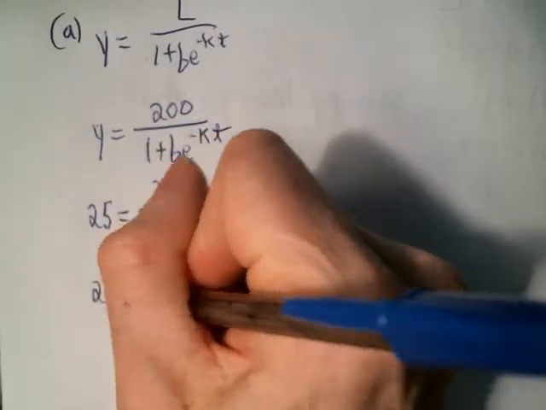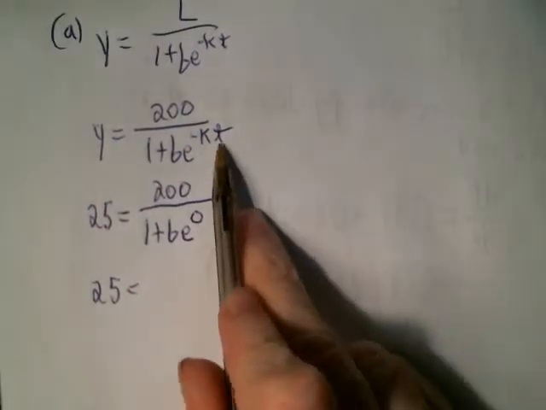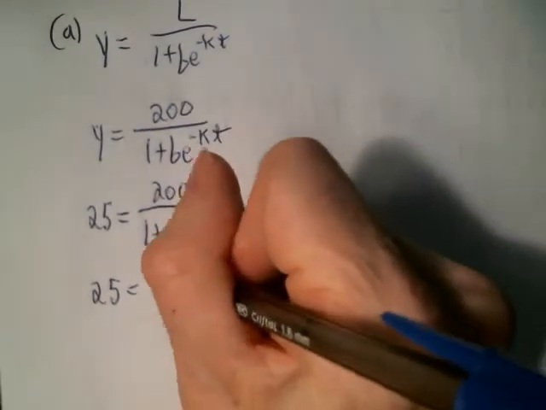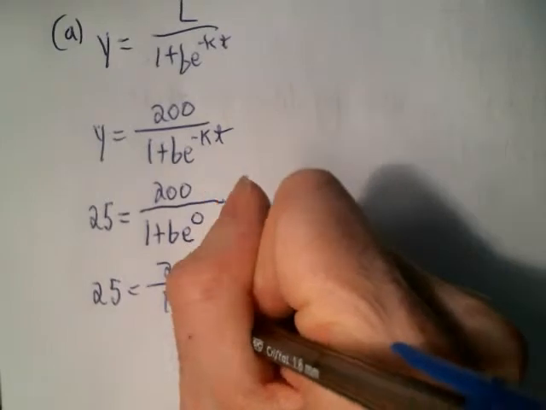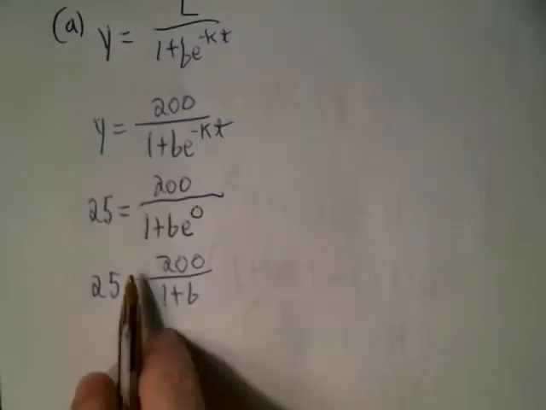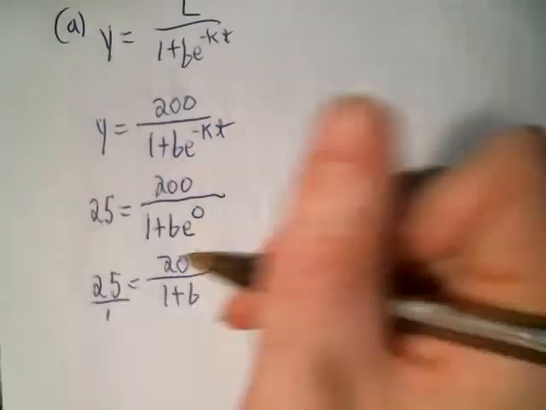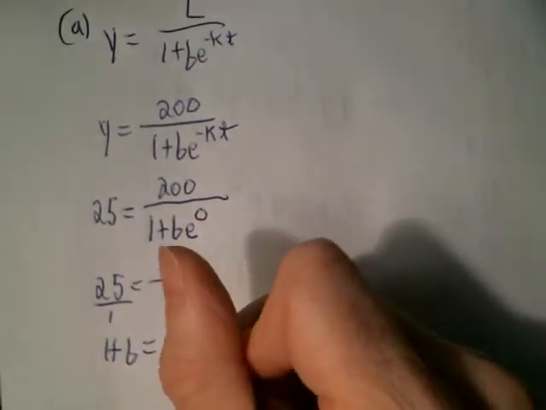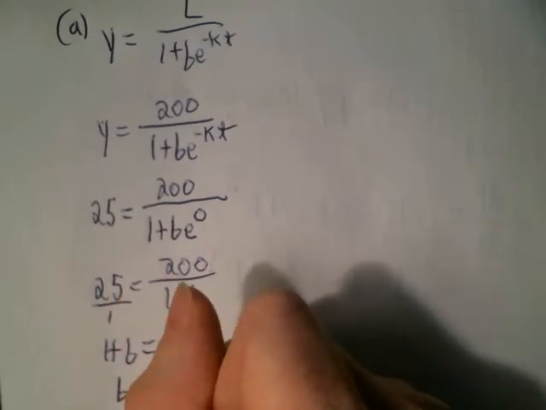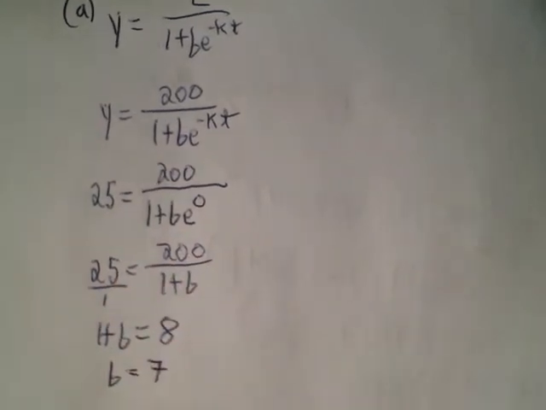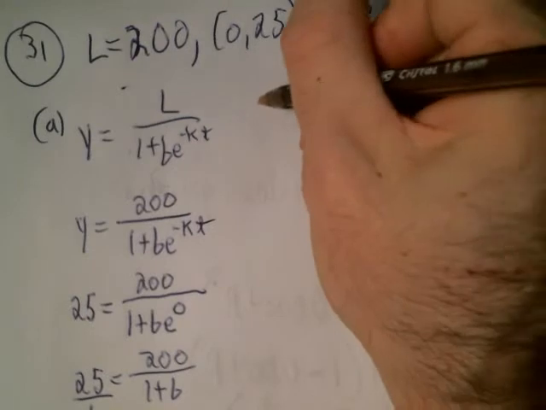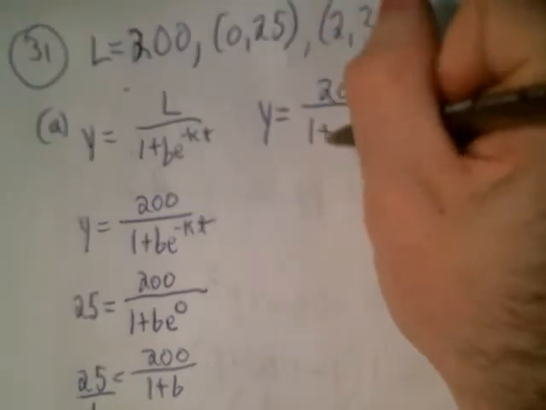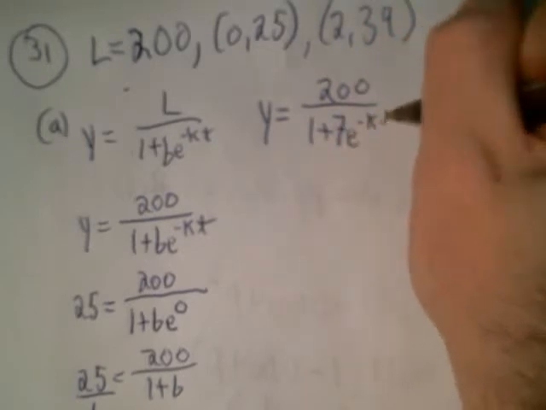So 25, when I put in 0 for t, k times 0 is 0, negative 0 is just 0. So that was 200 all over 1 plus b, e to the 0 is 1. You can cross multiply here. So you get 1 plus b equals 200 over 25, which is 8. So therefore b is 7. Okay, so we got one variable down, and then we have to get the growth constant. y equals 200 all over 1 plus 7 e to the negative kt.